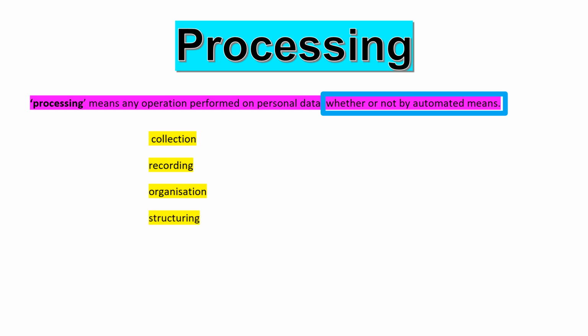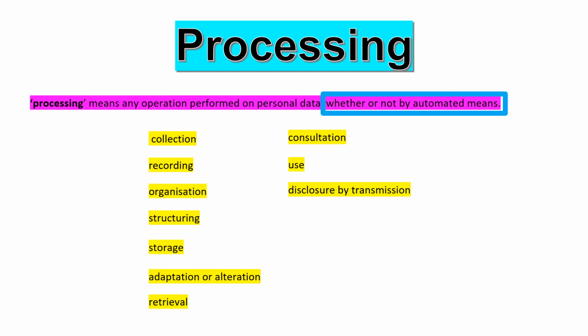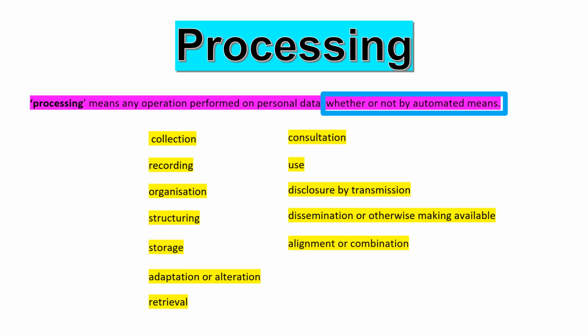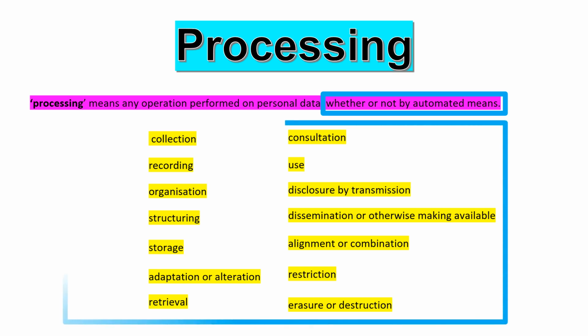Organization of the data, structuring, storage of data will be termed as processing. Adaptation or alteration, retrieval of the data, consultation, use, disclosure, dissemination, alignment or combination, restriction, erasure or destruction. So all these activities will be termed as processing as per GDPR regulation.